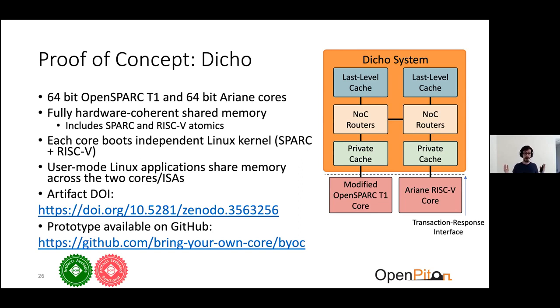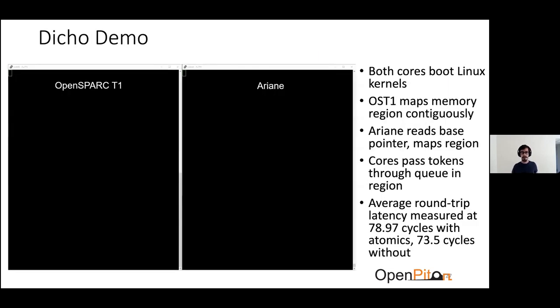In the spirit of open source and making things available, we had an artifact evaluation done as part of the ASPLOS submission. We opted into that, so you can go and download all this stuff and reproduce it. The prototype code is also available on GitHub in the BYOC repo. The paper has an evaluation of round trip latency and throughput between these two cores, using shared memory, using the ISA-specific atomics for synchronization, and using regular loads and stores for synchronization. I'm going to show you a quick demo of that in action.